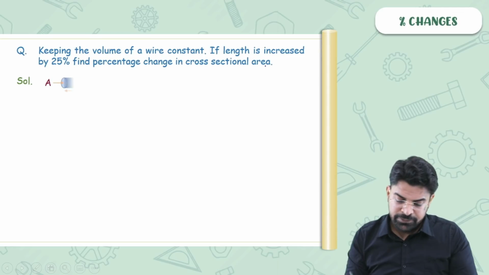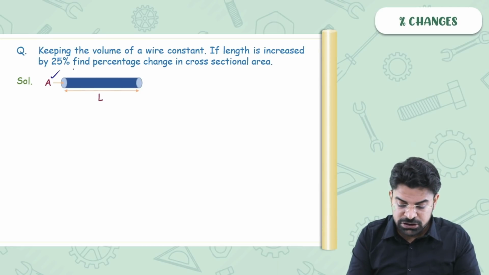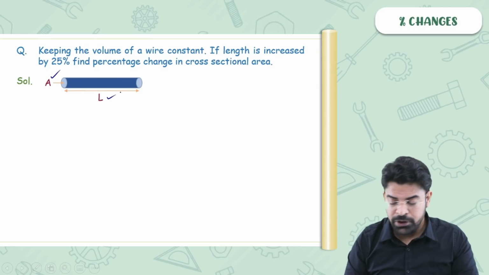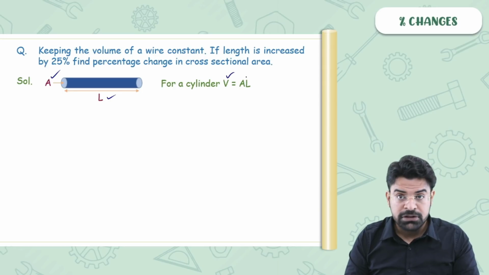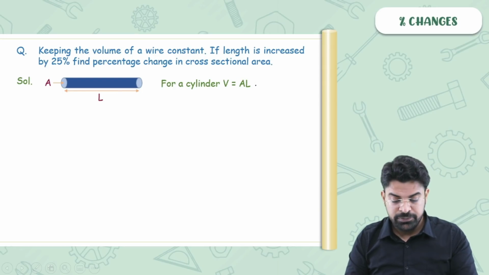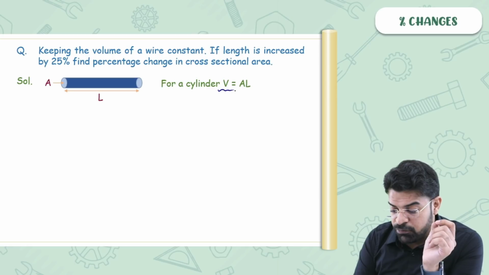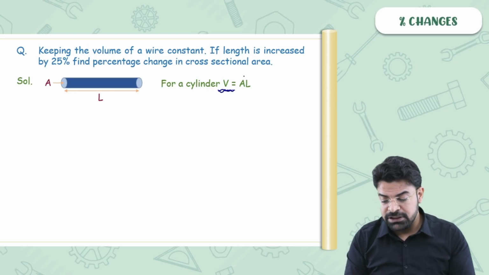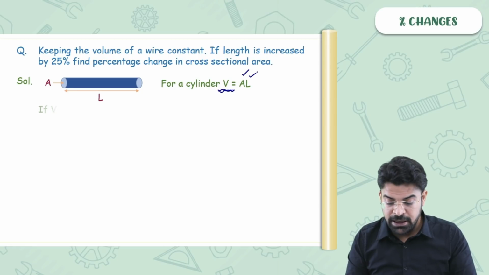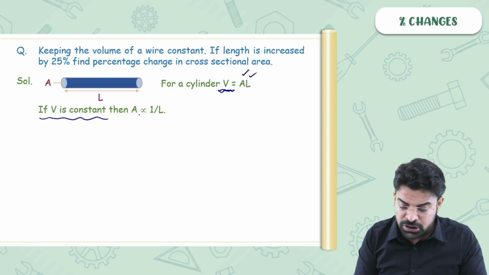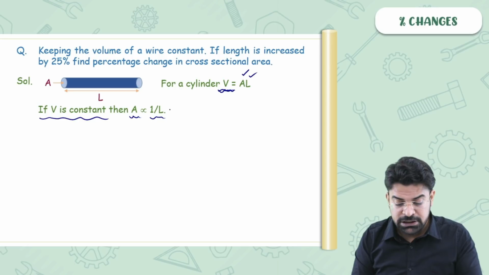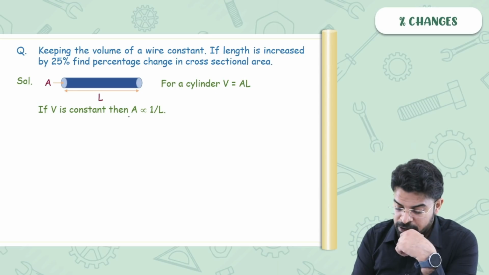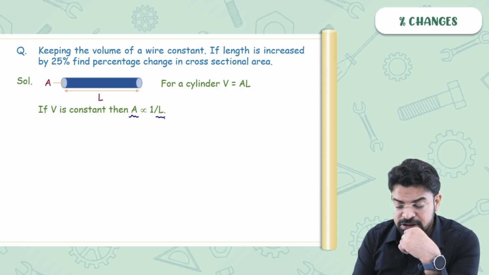So let's say you have this wire. Let's say the cross-sectional area is A and length is L. You know that you can write the volume of this wire as cross-sectional area times length. As per the problem statement, the volume is constant. If the volume is constant, then what can we say to be the relationship between A and L? We can say that if volume is constant, then the cross-sectional area is inversely proportional to length.